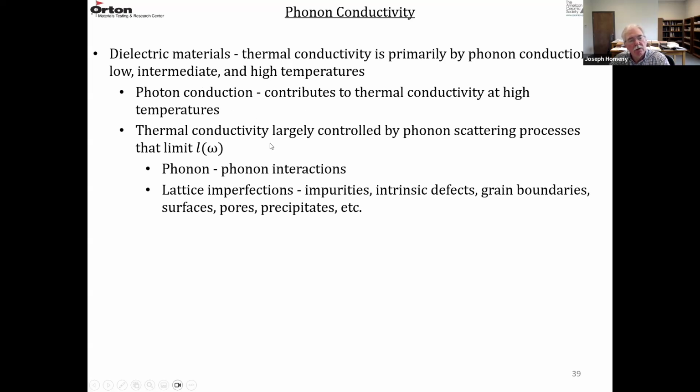So the thermal conductivity is largely controlled by phonon scattering processes, and those processes are going to limit the mean free path. So this is what is really controlling the thermal conductivity, the mean free path. And for the scattering processes, phonons can interact with each other and scatter, or they can be scattered by lattice imperfections, which are impurities, intrinsic defects, grain boundaries, surfaces, pores, precipitates, any kind of lattice imperfection.